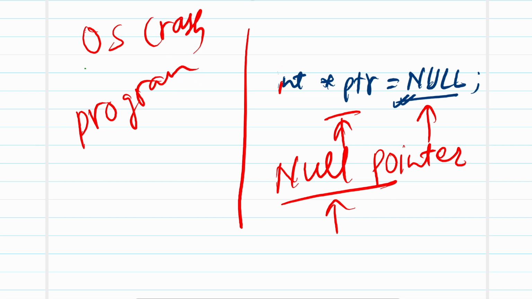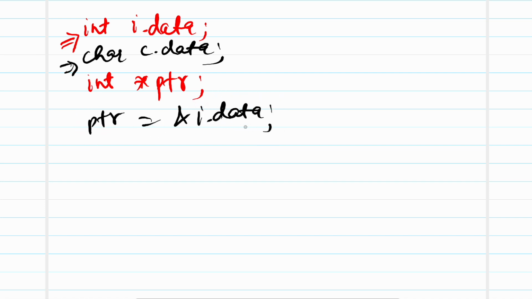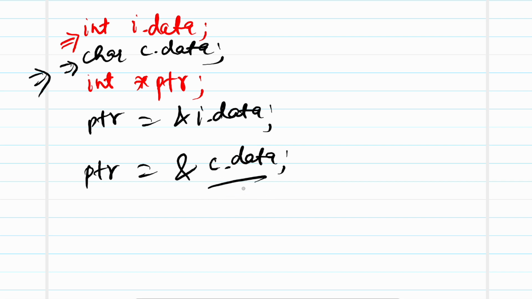The next question we can have: suppose we have taken an integer pointer here and I have two variables, one of integer data type and another of character data type. Till now I had used ptr equals address of an integer variable. I had never used a character data type. If I write here ptr equals address of a character variable, this is possible. Now the question is whether this is allowed or not.